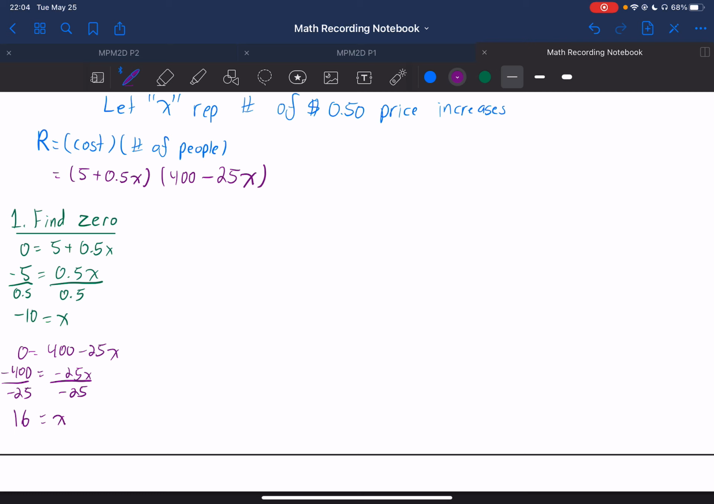So now we have our two zeros. When we go from factored form to finding our vertex, we need to go find our AOS. So that's our step 2. We're going to find the AOS.